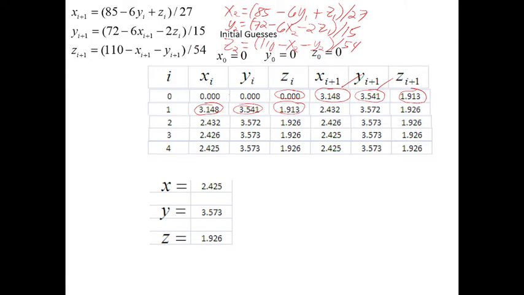There. So, let's start. 85 minus 6y1, minus 6 times 3.541 plus z sub 1, that is 1.913 over 27, we get 2.432. No? And then, y sub 2, paano makukuha yan? 72 minus 6 times x sub 2. Yung x sub 2, yung latest value, ito yung 2.432. So, 72 minus 6 times 2.432, minus 2 times z sub 1. Z sub 1, ito pa rin yun, 1.913. Okay? Over 15, we get 3.572. No? That is y sub 2.